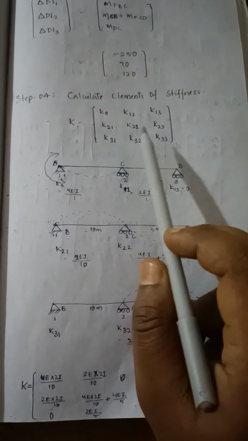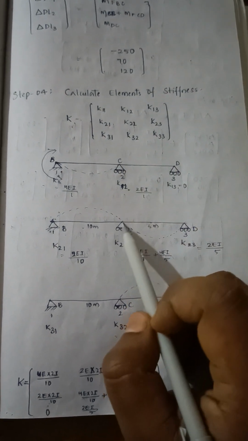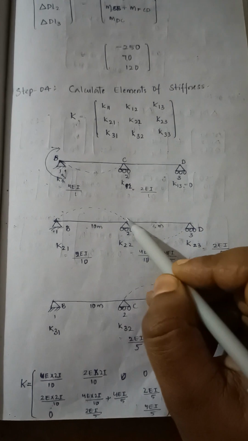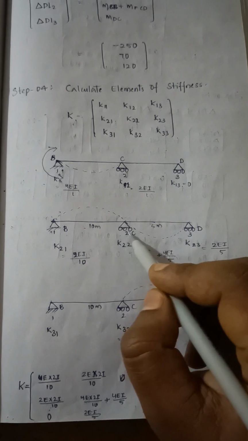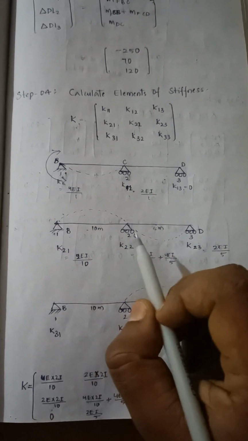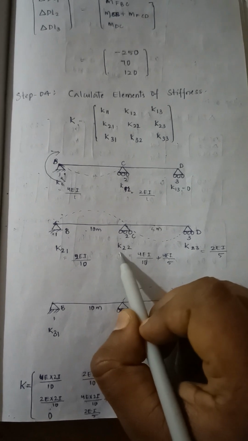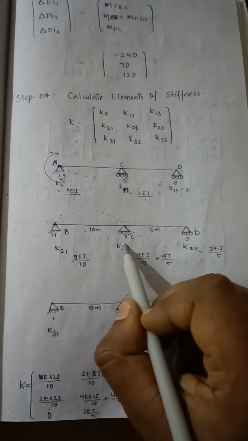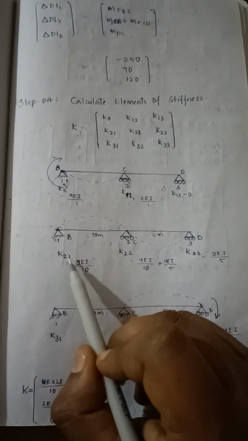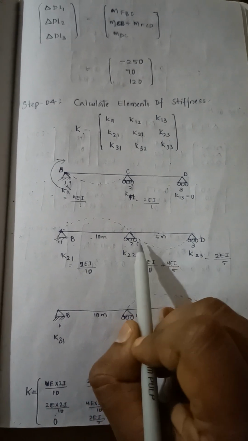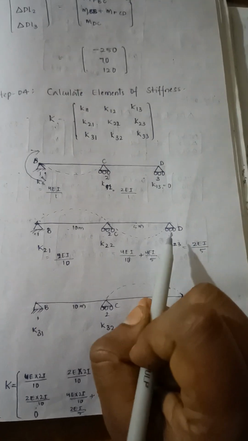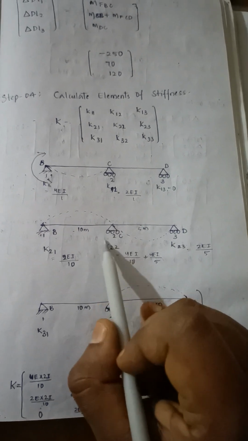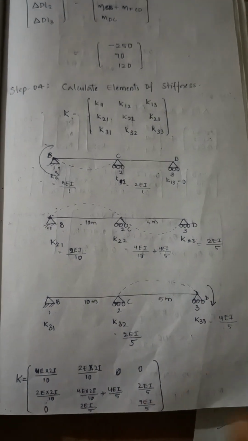Next, to find K21, K22, K23, we need to apply unit rotation at C. Due to this unit rotation, for BC the formula here will be K22 will be 4EI by LBC, and here it will be 2EI by LBC. For this span, here it will be 4EI by LCD, here it will be 2EI by LCD. Therefore here you will have two K values, so sum it. This is K21, K22, K23.